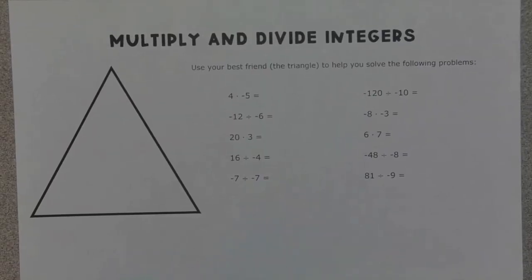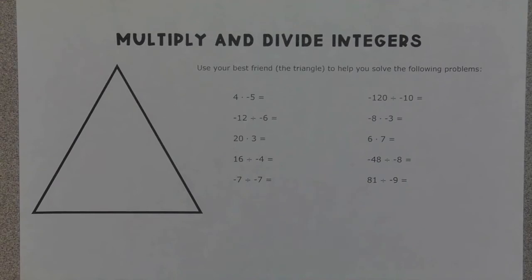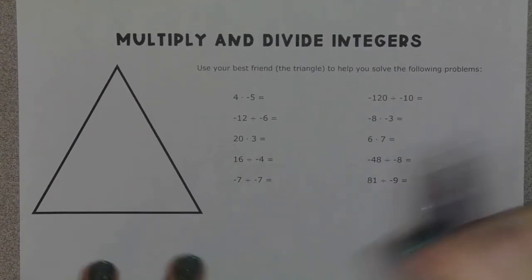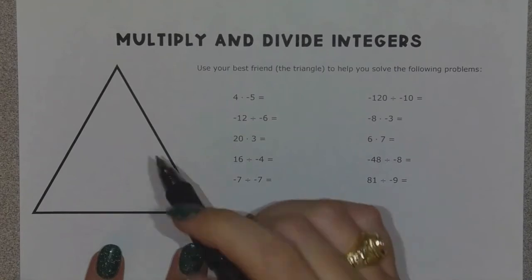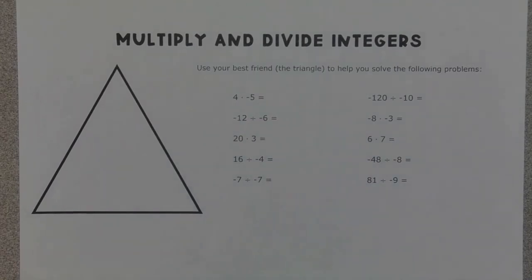Okay, so I'm going to teach you guys a trick that helps you remember the rules for when we multiply and divide integers. Your new best friend is this triangle right here. My students from previous years named the triangle Tom. So Tom the triangle, you can name the triangle whatever you want to, but this is your new BFF when it comes to multiplying and dividing with integers.